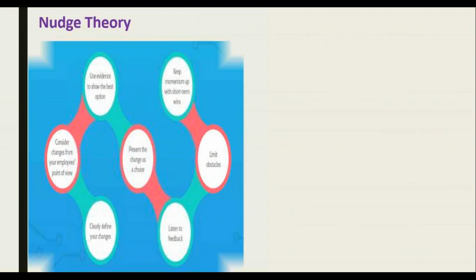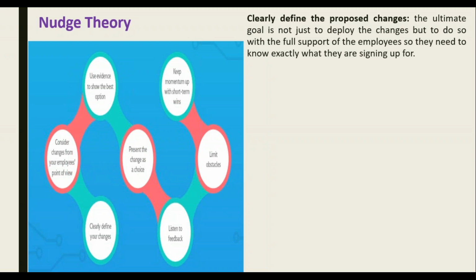The basic principles that need to be followed when nudging changes will look very, very familiar. First of all, clearly define the proposed changes. As with any other model, it's vital to clearly define the changes that you are proposing. The ultimate goal with this method is not just to deploy the changes, but to do so with the full support of the employees. So to do that, they need to know exactly what they're signing up for.